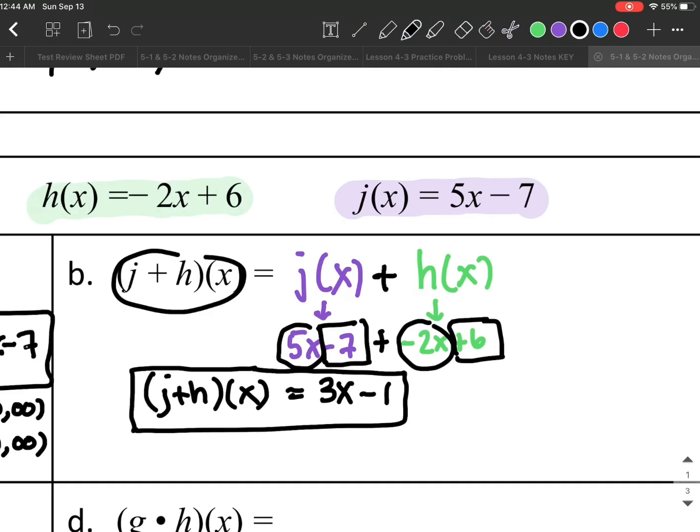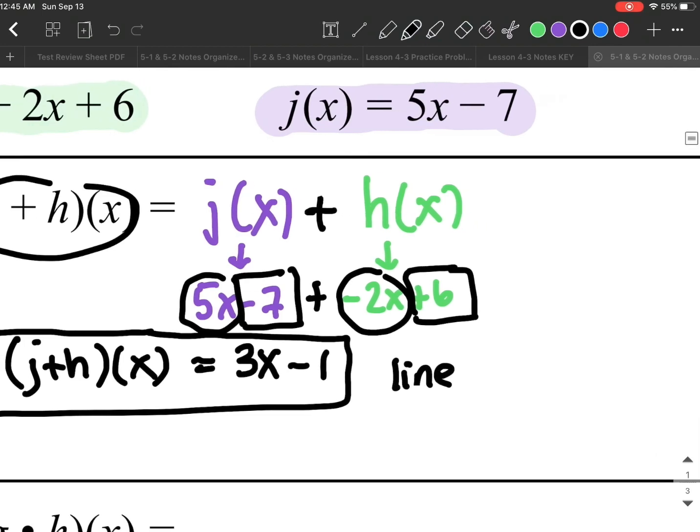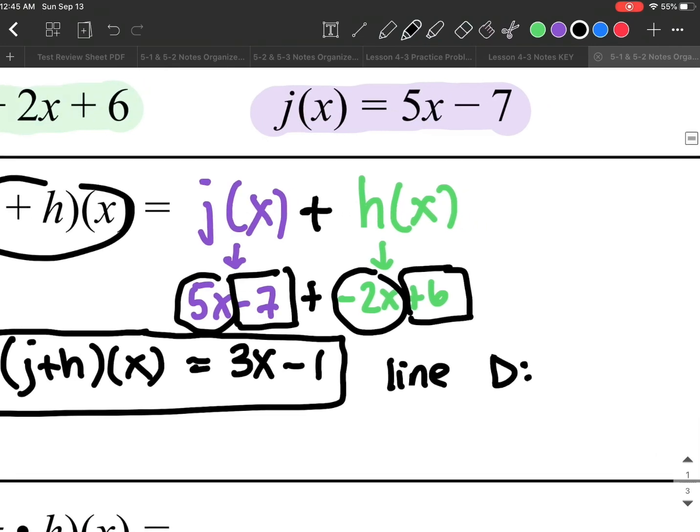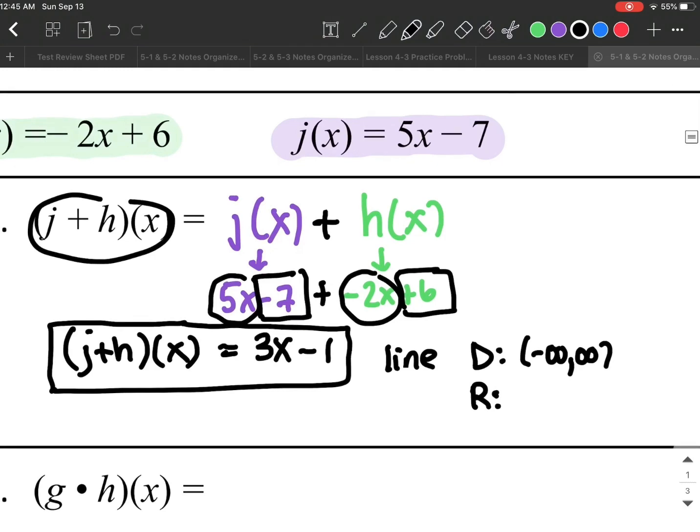I know that function, it's like y is equal to 3x minus 1, which means I have a line, since it's in y equals mx plus b form. The domain, again, because there are no numbers for x that I cannot plug in, is negative infinity to positive infinity. And there are no y's that I won't have answers for, or y's that aren't shaded. So negative infinity to positive infinity as well.